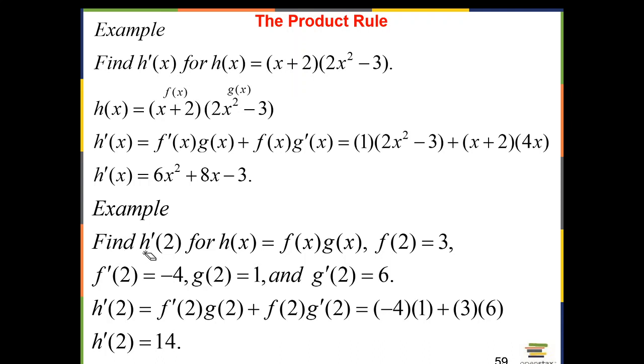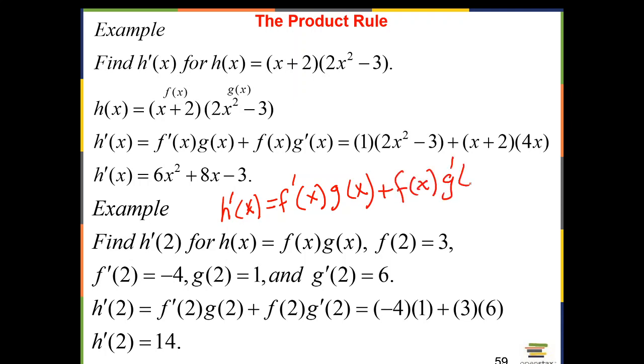All right, so find h prime at 2. So first, this is h of x. We are given that f at 2 is 3, f prime at 2 is negative 4, g of 2 is 1, and g prime of 2 is 6. Find h prime at 2. So we know that h prime of x is going to be f prime times g plus f times g prime, right? So that's the structure of it.